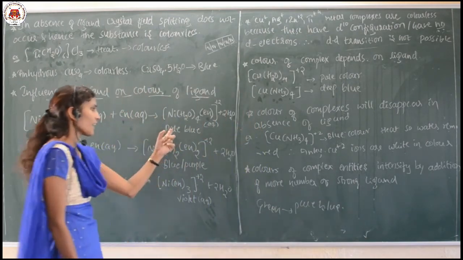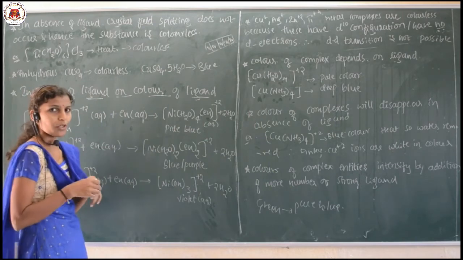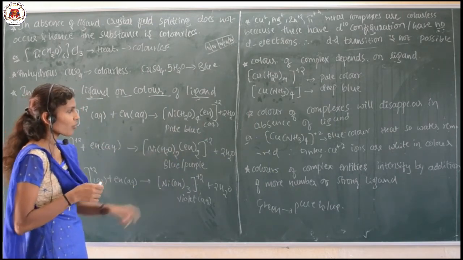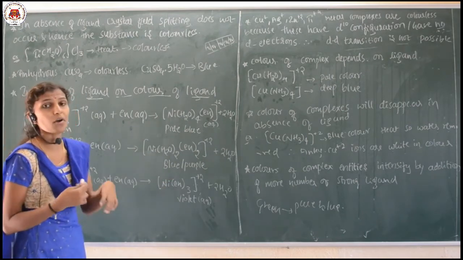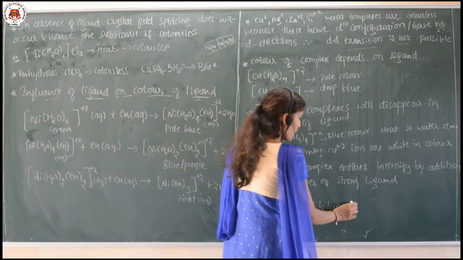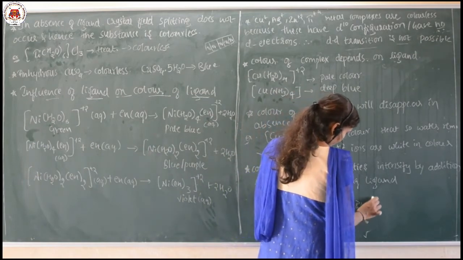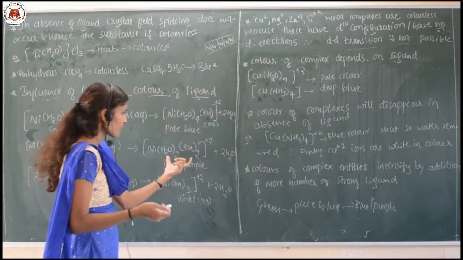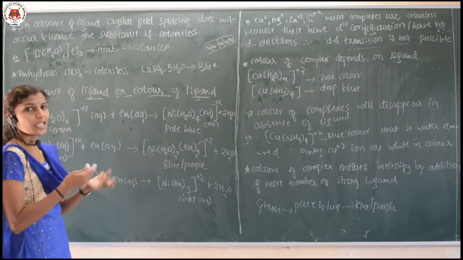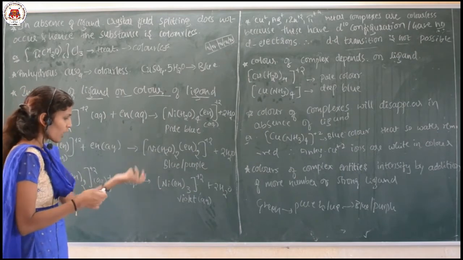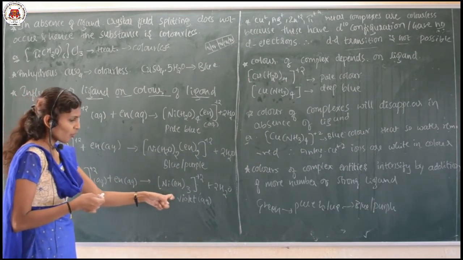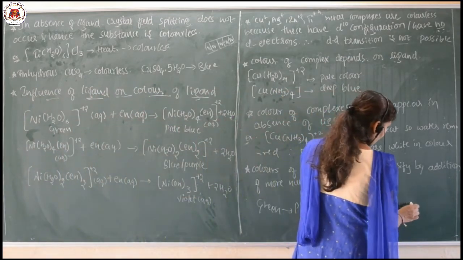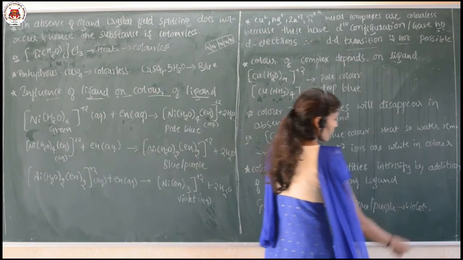Again, for this complex I am adding one more ethane-1,2-diamine. There is a formation of one more complex. It is blue or purple in color. Again this complex is treated with 1 mole of ethane-1,2-diamine. One more time this is added, so there is a formation of this complex which has the color violet.